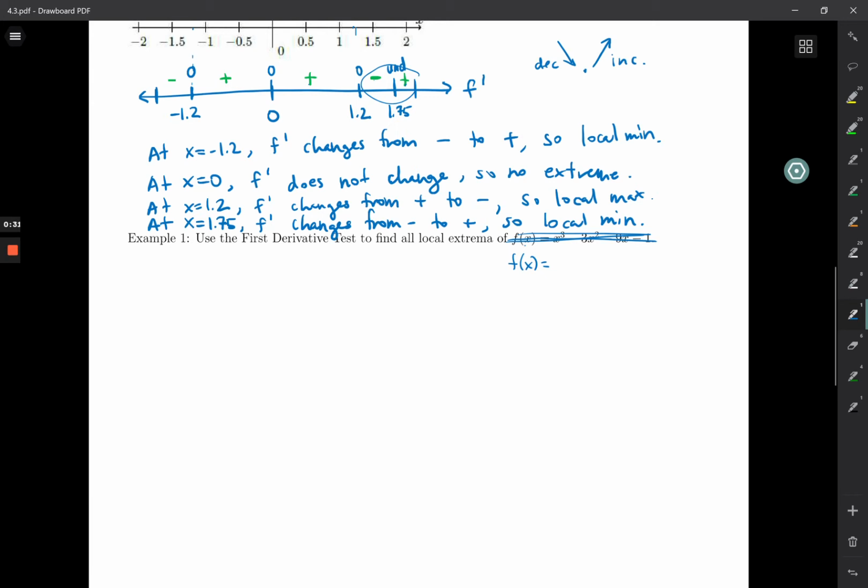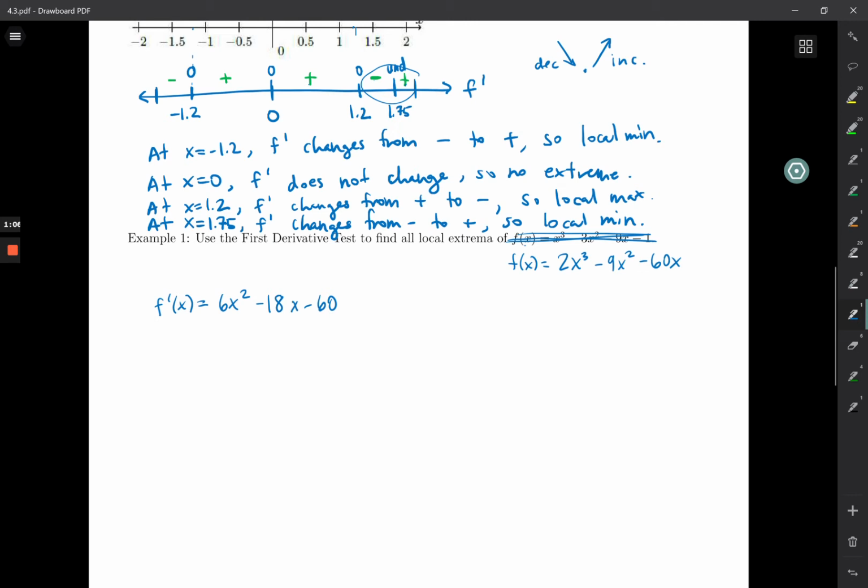Okay, so this is the function 2x cubed minus 9x squared minus 60x. And we want to use the first derivative test, so our first step is going to be to take the derivative of this function. Since this is just a polynomial, we just use the power rule, and this will give us 6x squared minus 18x minus 60.